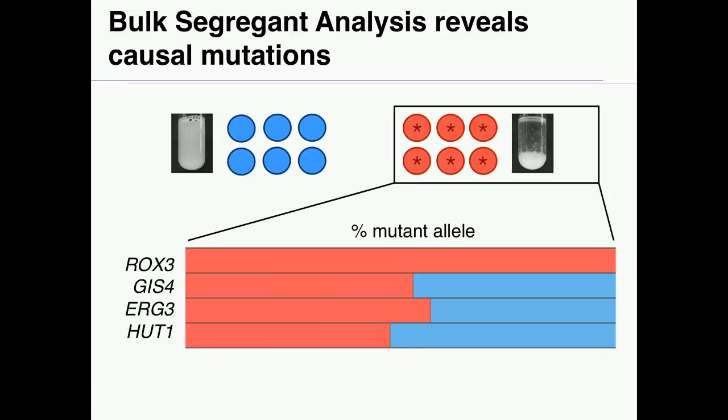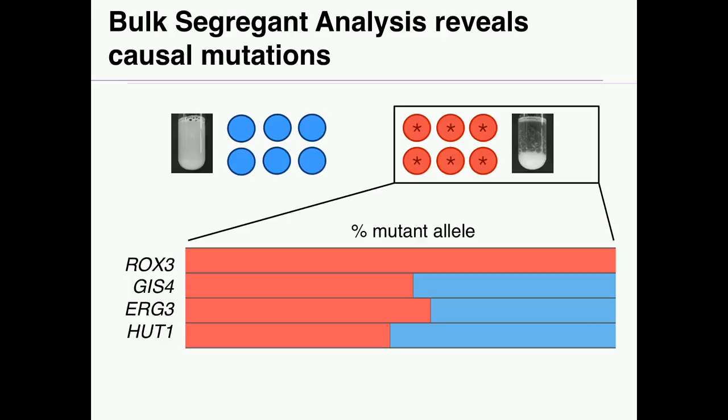So if we follow this into the results and we look at just one single clone, this is one evolved clone, and it had 4 candidate mutations in our initial whole genome sequencing, which are shown here, starting with ROX3. And you can see that if we look at the percentage of the mutant allele represented in that pool with the phenotype, we can see that only ROX3 perfectly co-segregates with this trait, and we would call that as the causal mutation in this case.